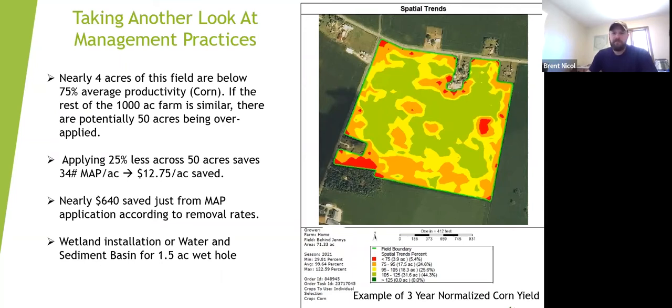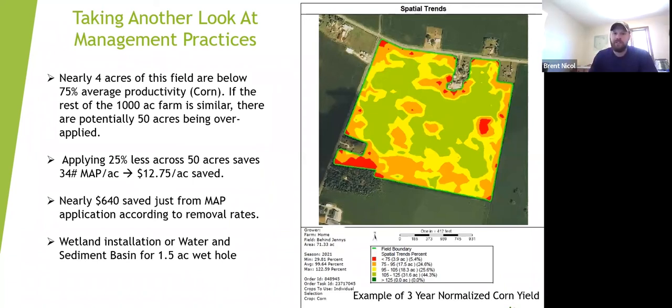As far as the money saved, applying 25% less according to those red 75% productivity acres over those 50 acres could save the grower about $12.75 per acre just in MAP cost, or roughly $640. Again, not accounting for potash or any other fertility costs associated with reducing application rates.